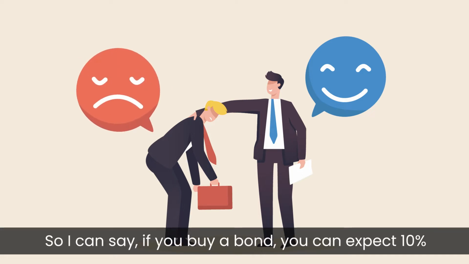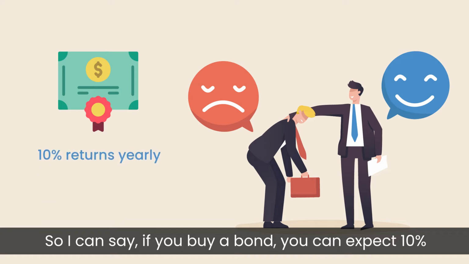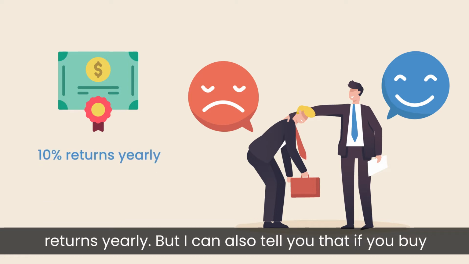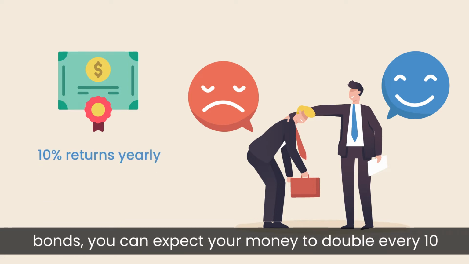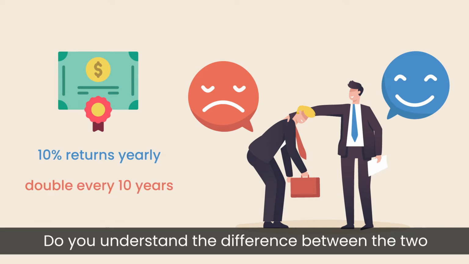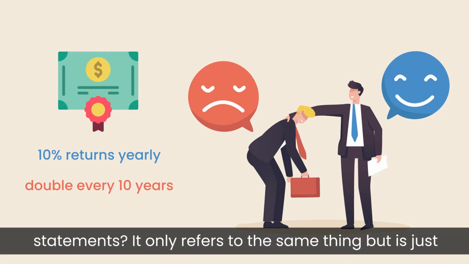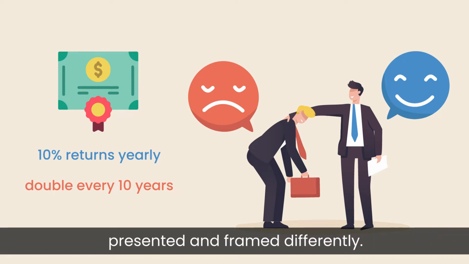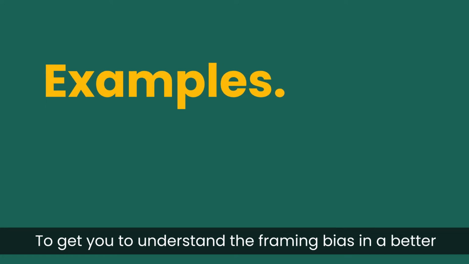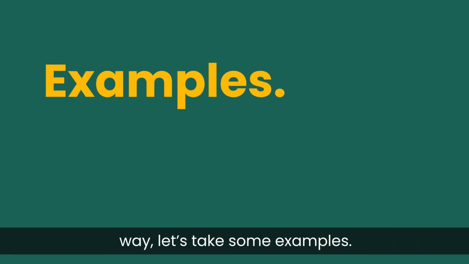So I can say, if you buy a bond, you can expect 10% returns yearly. But I can also tell you that if you buy bonds, you can expect your money to double every 10 years. Do you understand the difference between the two statements? It only refers to the same thing, but it is presented and framed differently. To get you to understand the framing bias in a different way, let's take some examples.